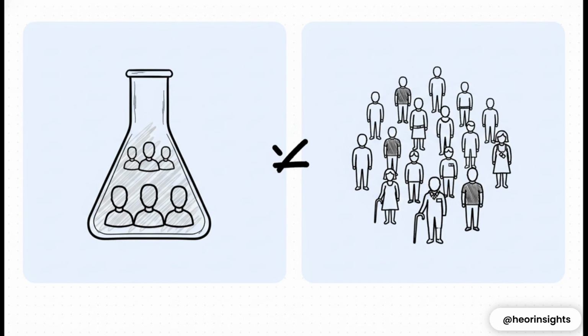The second pitfall to watch out for is population drift. This happens when the clinical trial population, which is often younger and has fewer comorbidities, doesn't match the real-world patients who will actually get the treatment. This compromises the study's external validity, which means the results might not be generalizable to the population a payer actually covers.